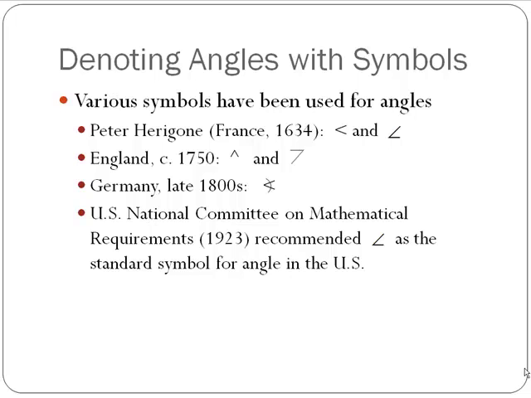Throughout history, at least since the invention of the printing press, various symbols have been used for angles. So you can see what was used in France, England, Germany, and really in 1923, in a very influential report, the U.S. National Committee on Mathematical Requirements recommended the symbol that we currently use as the standard symbol for the angle in the United States.